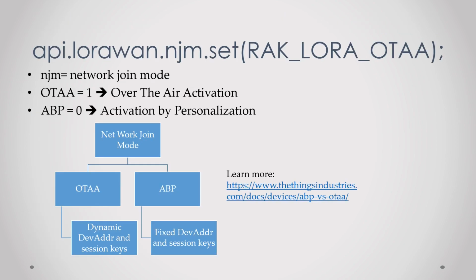Then we set the network join mode. You have 2 different options, namely OTAA and ABP, over the air activation or activation by personalization. The best one is OTAA. It's the most secure one, and unless you have a very specific reason to use ABP, you should always use OTAA. If you want to learn more, I recommend you click this icon, and then it explains in great detail what the difference is.